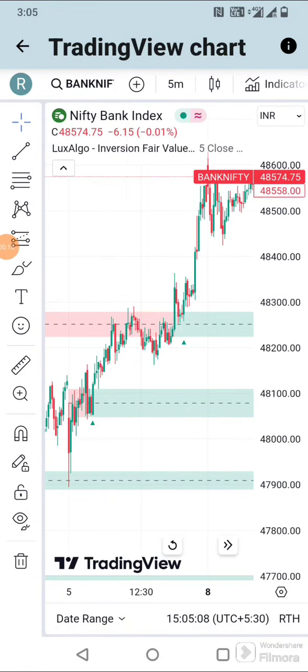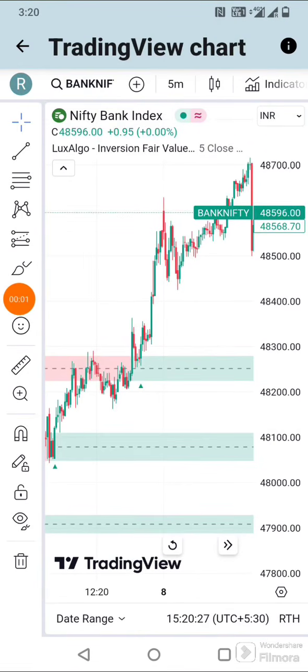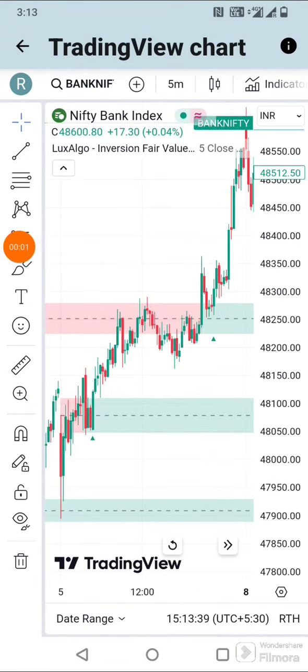Green zone acts as a support zone and the red zone acts as a resistance zone. This indicator works more accurately when used with other different indicators like trendline with breakouts, UT bot alerts, etc. This indicator works well in 5 and 15 minutes time frame.